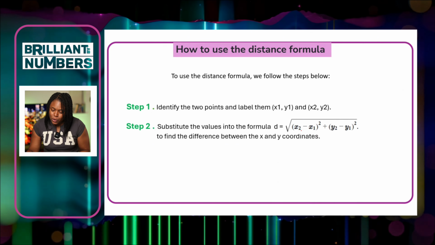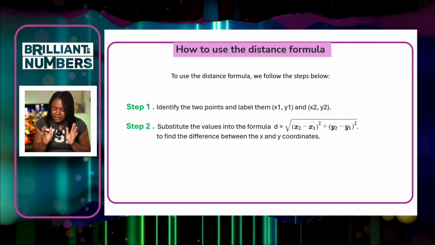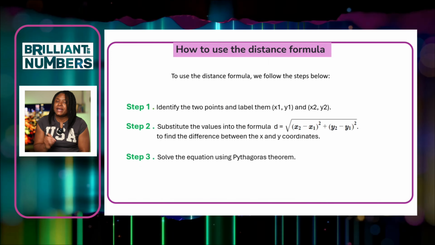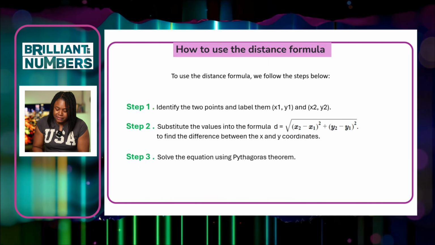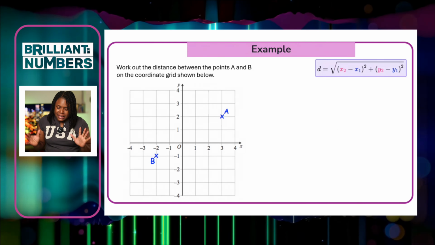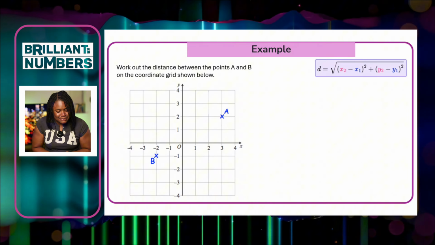So actually here where we got x2 minus x1, we'll subtract them to get a final value. Step 3, we solve the equation using Pythagoras theorem. Beautiful. So let's have a look at our first example, and then we'll put this all into perspective.